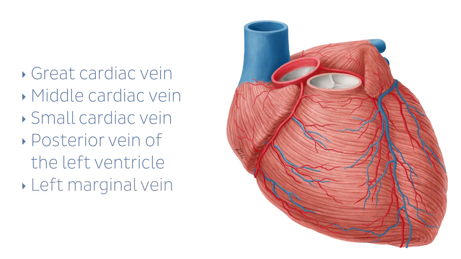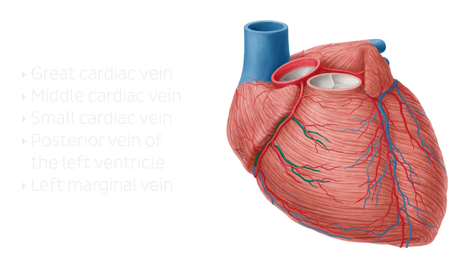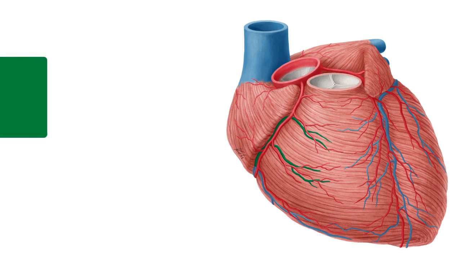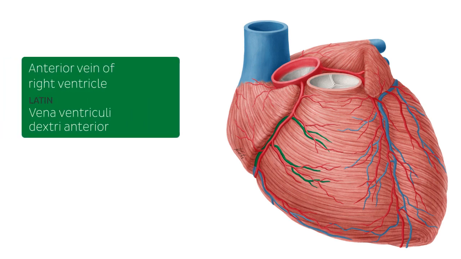There are also some smaller veins that drain the myocardium and do not enter the coronary sinus, like this one that you see here highlighted in green, which is known as the anterior vein of the right ventricle, or the anterior veins of the right ventricle. Now there are two groups of these veins. The first group is the anterior veins of the right ventricle. These veins collect deoxygenated blood from the right ventricle and drain into the right atrium.